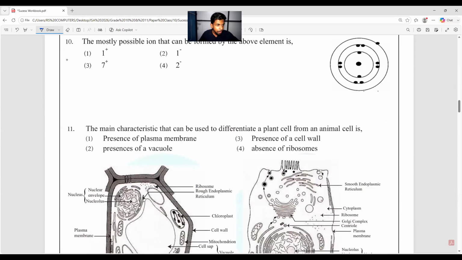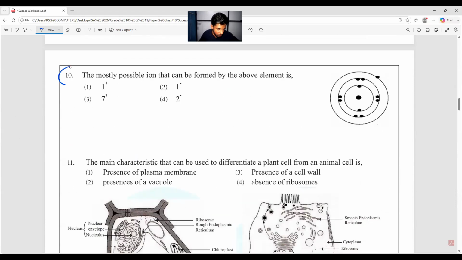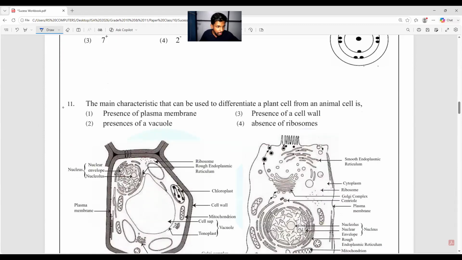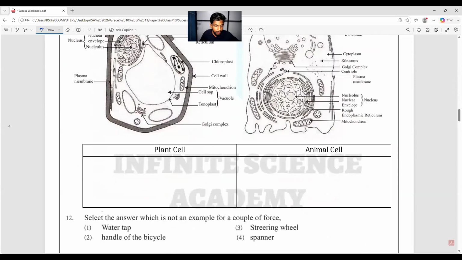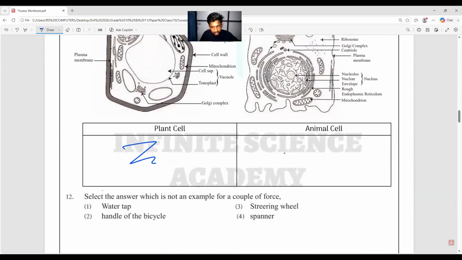Okay. Question number 10, we didn't discuss. So put a circle mark because it is based on chemical bonds. We haven't studied yet. So you can put a circle around the question number 10. Question number 11, again regarding the plant cell and the animal cell differences. We have written all the differences between the plant cell and animal cell earlier.